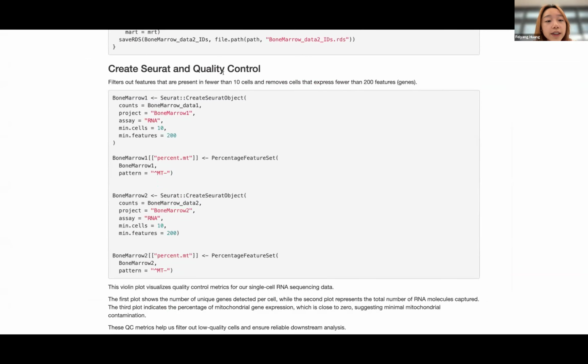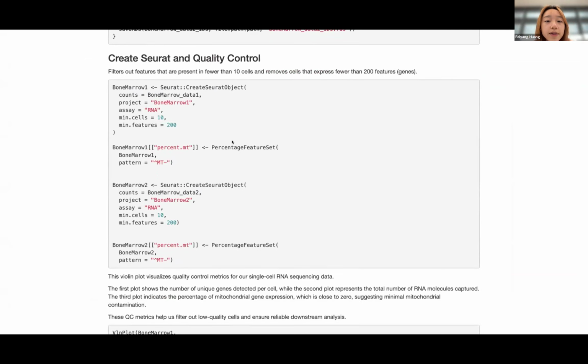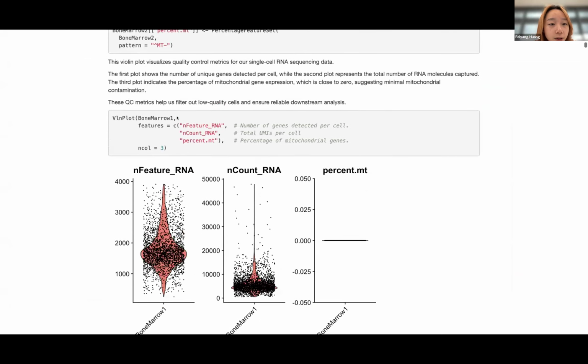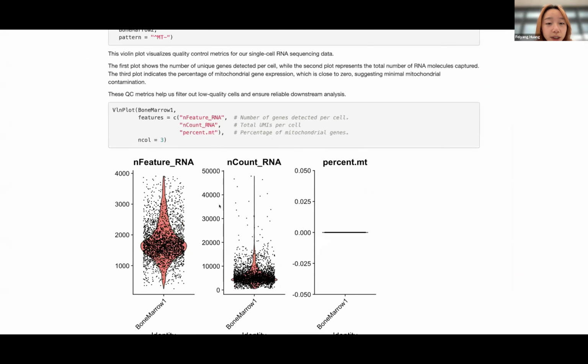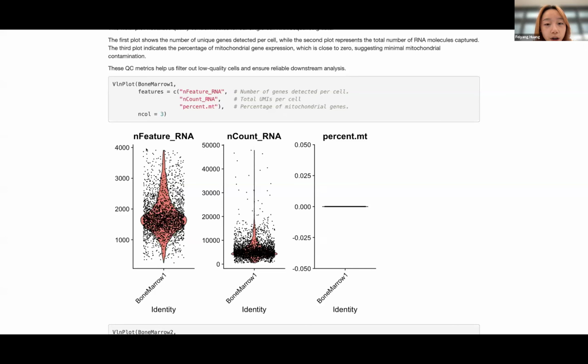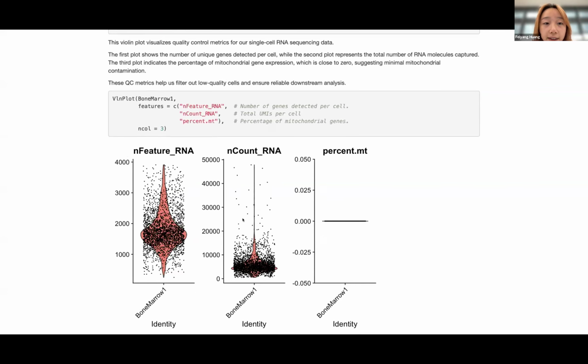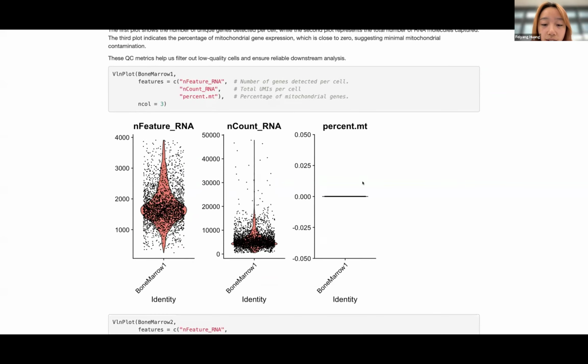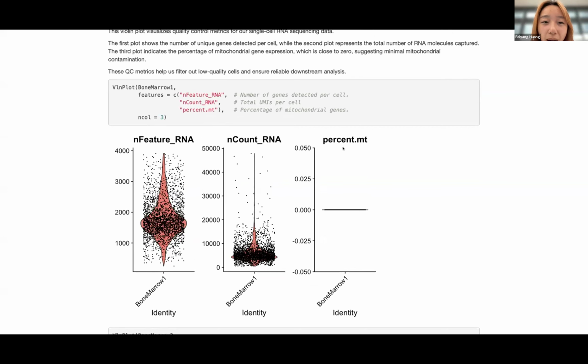So first is the quality control. I will filter out features that are present in fewer than 10 cells and remove cells that express fewer than 200 genes. And here is a violin plot for the quality control matrix. The first plot shows the number of genes detected per cell, the second plot shows the number of RNAs captured, and the third is the percentage of mitochondrial gene expression. This is close to 0, which is good.